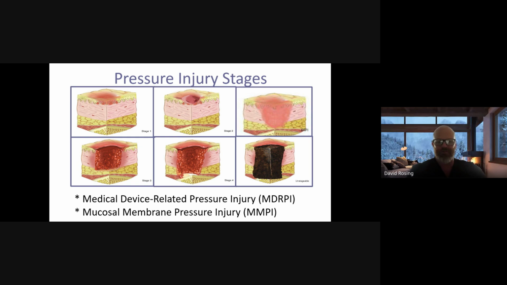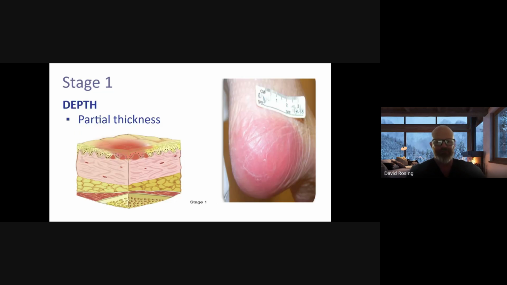Once you get down to muscle and bone, that's a 4. So examples of stage 1, like I said, this is non-blanchable erythema. And actually, it's pretty evident. If you were to push on this heel right here, as you all know, you push on your skin, you get a nice little white thumbprint, and that thumbprint fills in with blood.